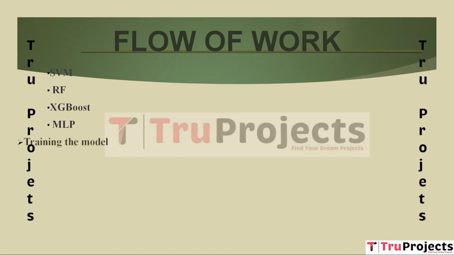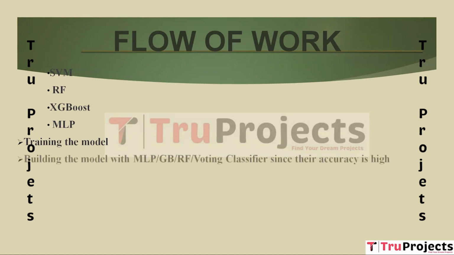Training the model. The training process involves building and fine-tuning the selected models: MLP, Multi-Layer Perceptron, Gradient Boosting GB, Random Forest, and a voting classifier. These models were chosen due to their high accuracy in hate speech and emotion classification tasks. Building the model with MLP, GB, RF, or voting classifier, since their accuracy is high.